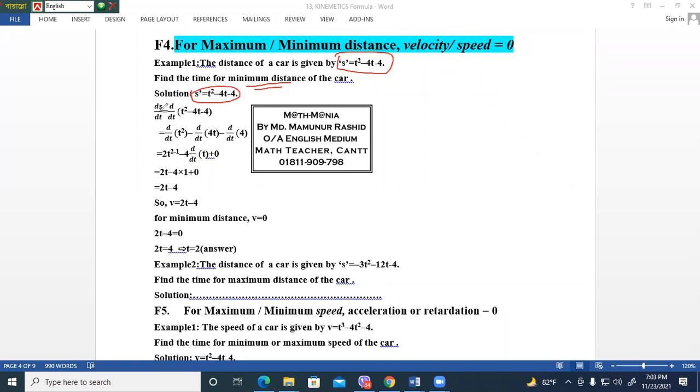To find the speed, you have to differentiate both sides with respect to time, that is d by dt both sides. After getting the result, you get v equals 2t minus 4. For minimum distance, v equals 0, that is 2t minus 4 equals 0. So t equals 2, this is the answer.